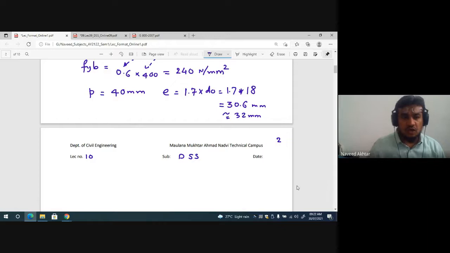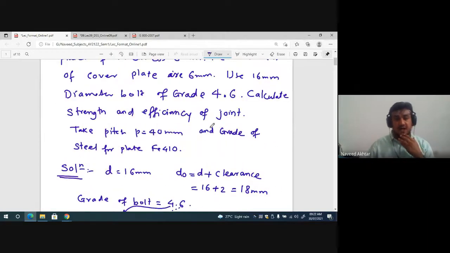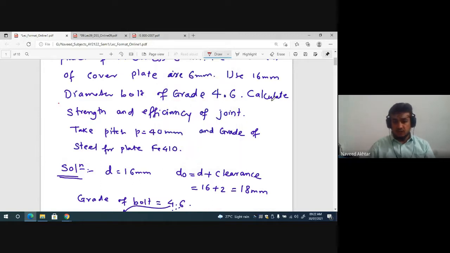Okay, so all these given values we can find out. Now, what is asked in the example, what you have to find out? Here you can see what you have to find out: calculate strength and efficiency. So strength of the joint.